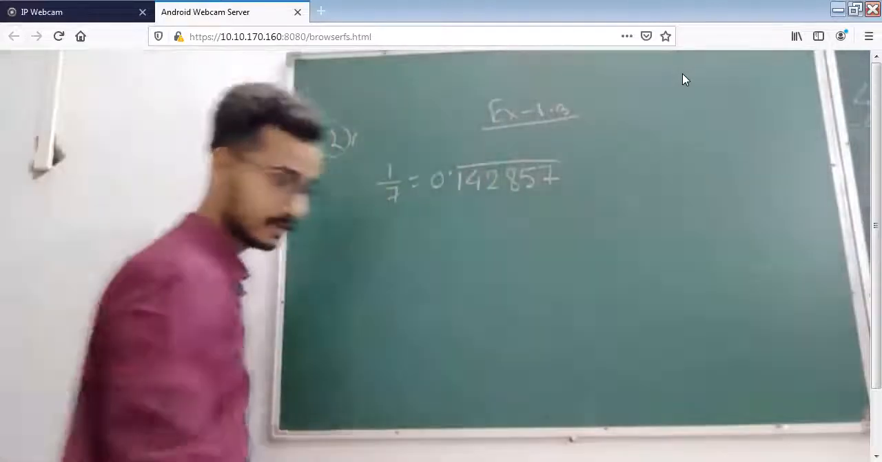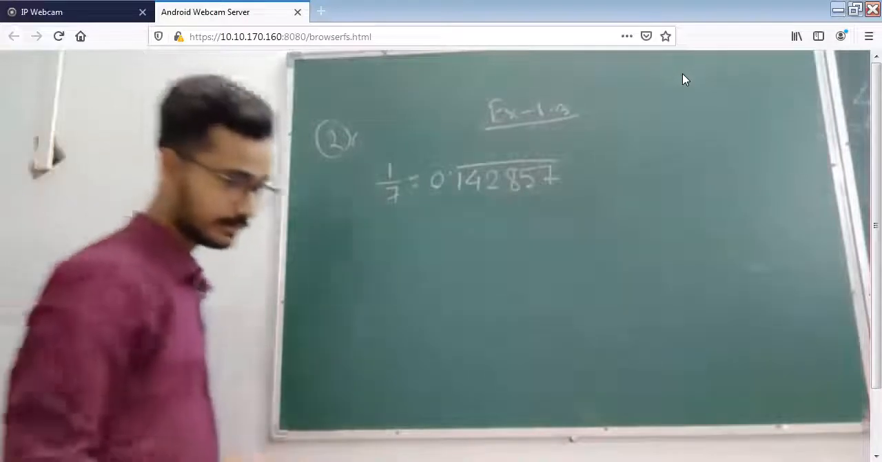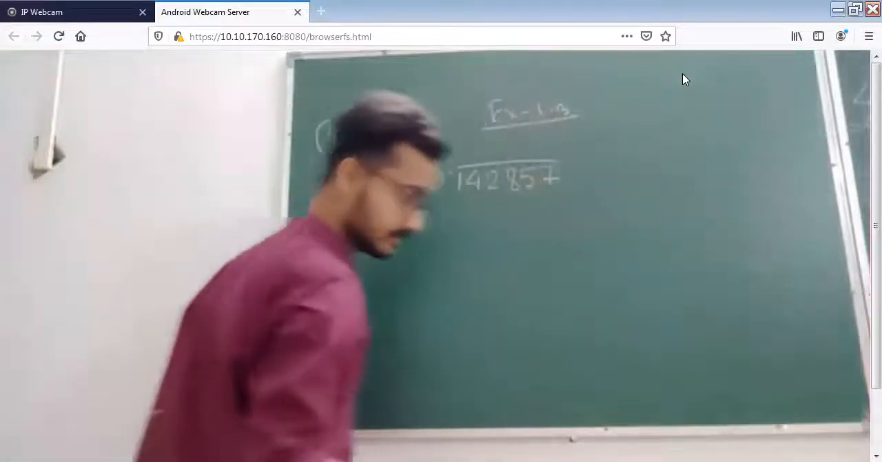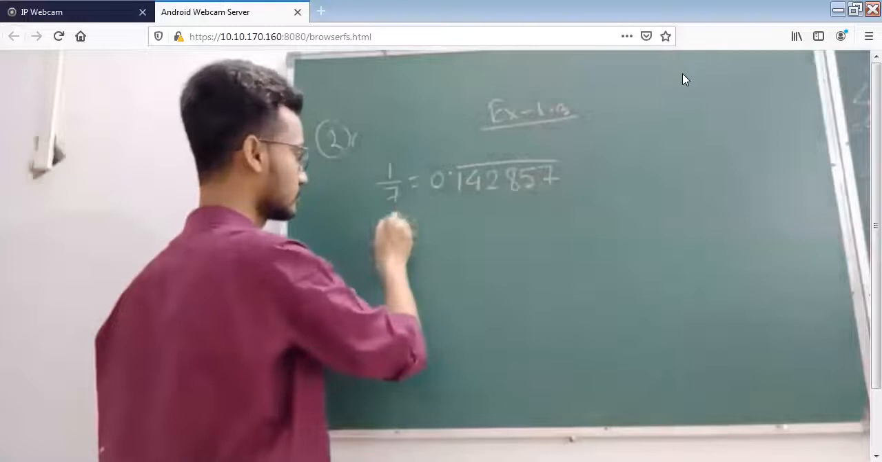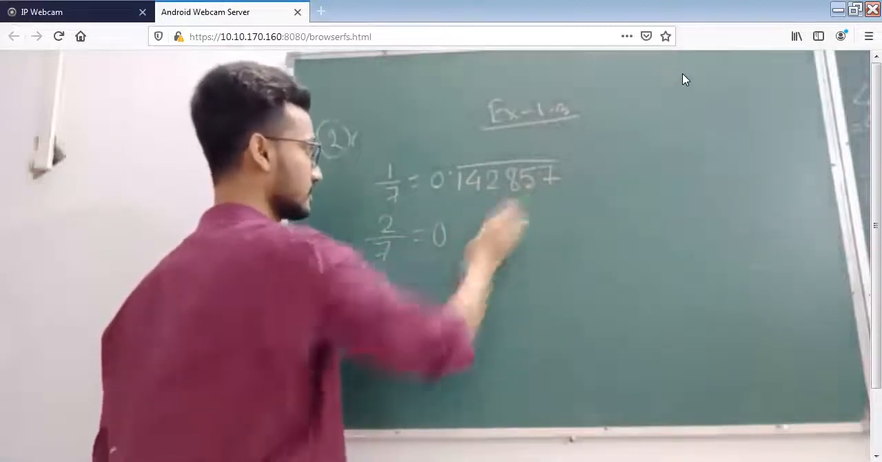Now see, the value of 1/7 is given, so you have to find out 2/7. Very easy. You have to multiply these things by 2. So 2/7 will be how much? Just multiply it.